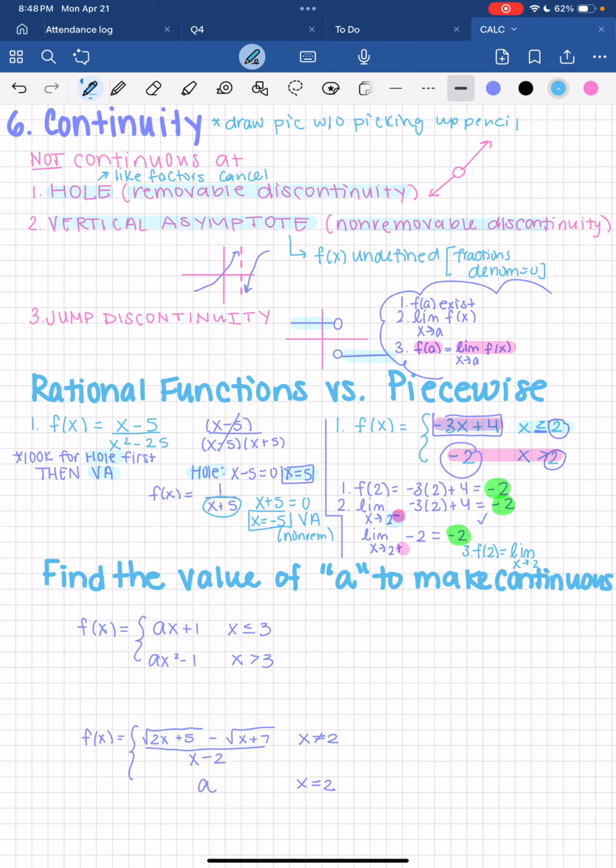All right, and last but not least, oops, I forgot. There. Find the value of a to make the following continuous. I love these questions. In order to be continuous, guys, the function has to exist. So step 1, f of 3 has to exist. Well, for f of 3, if we plug x equals 3 in, you're going to get 3a plus 1.